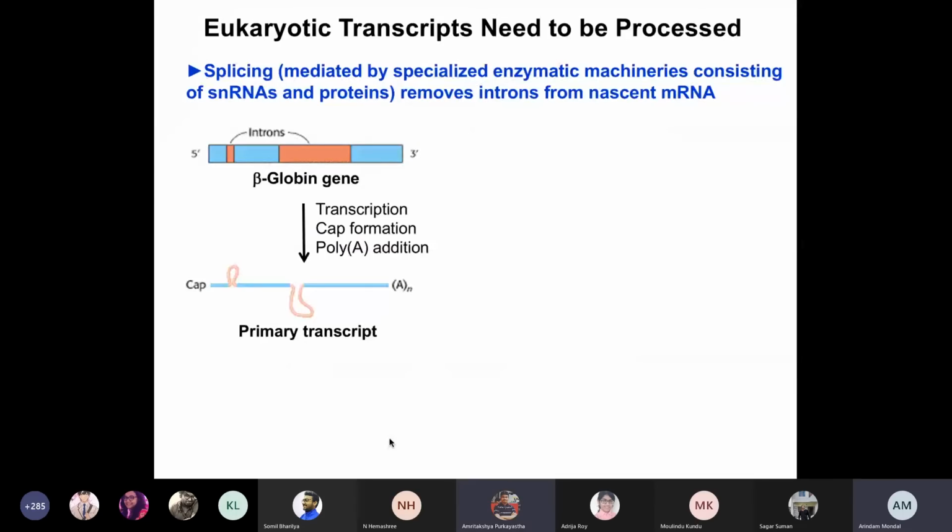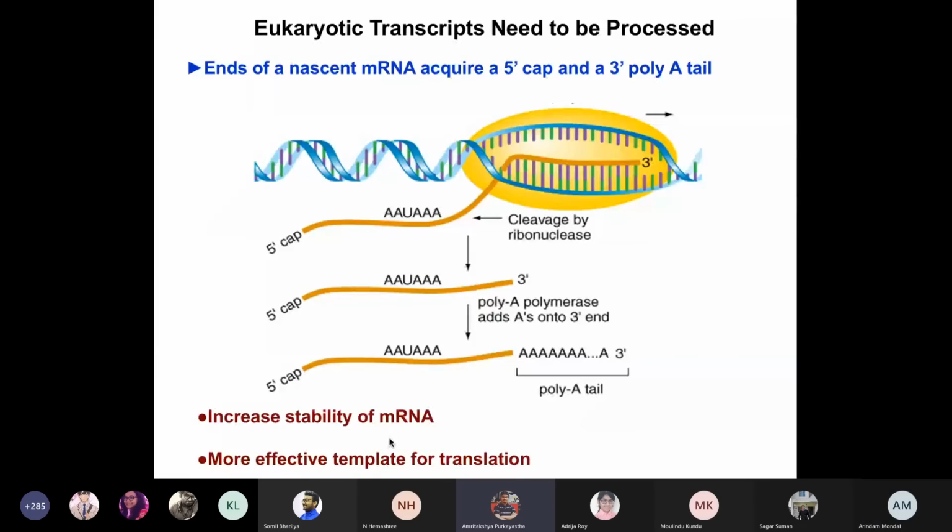Okay. Sir, can you repeat how the poly A structure provides stability?